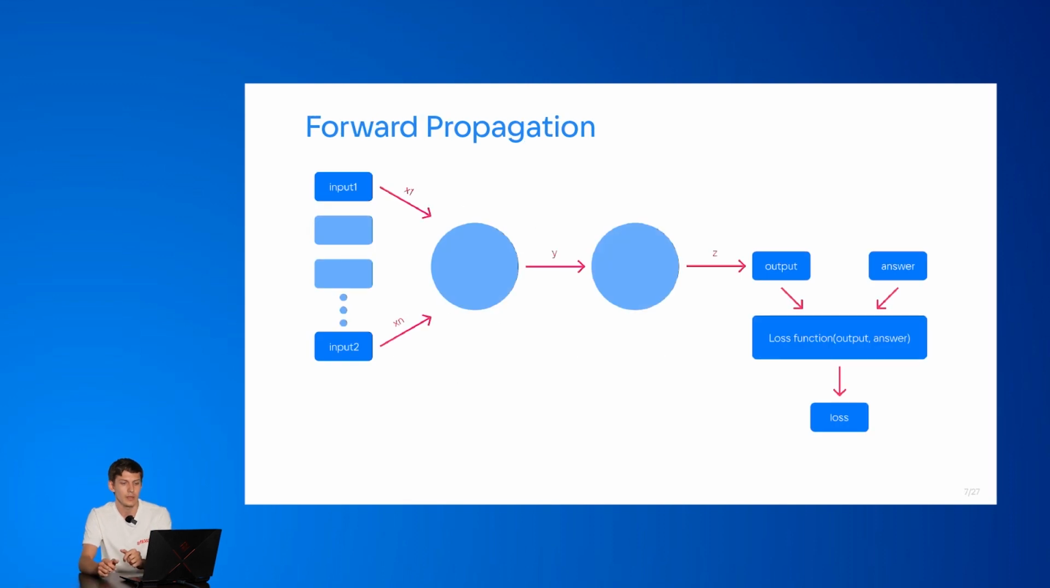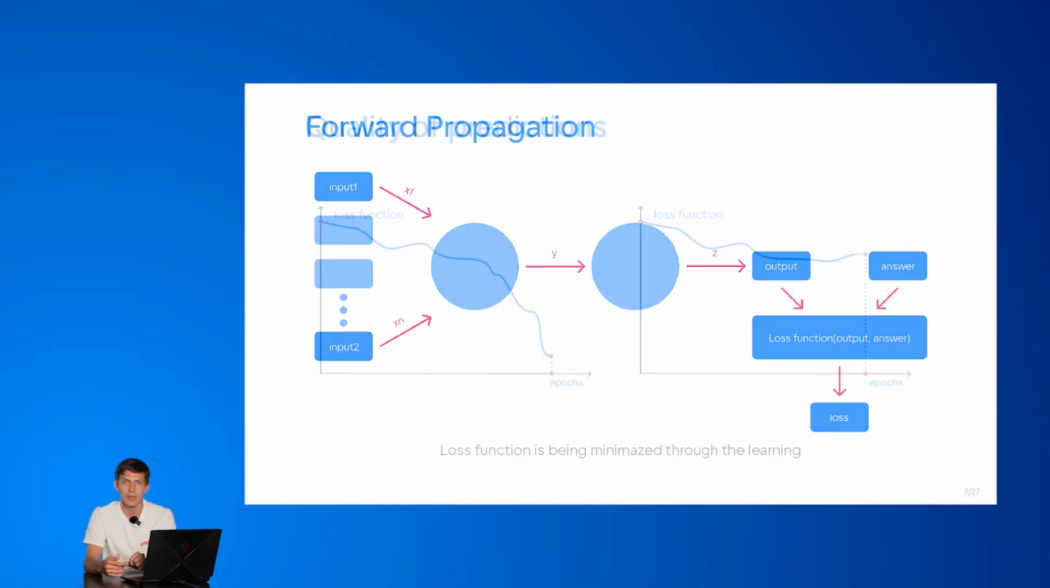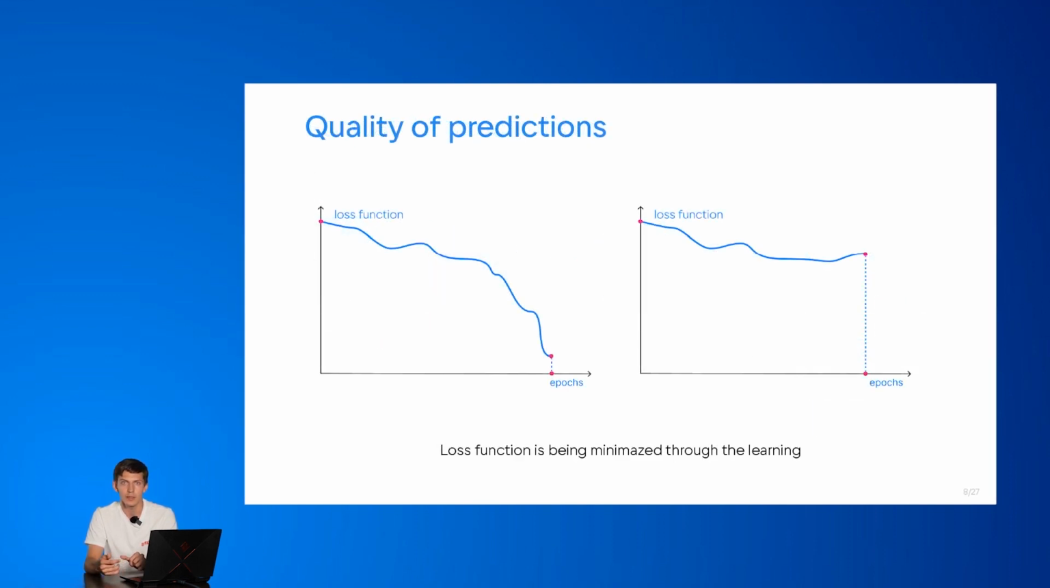For calculating the loss, we propagate our input information through the whole neural network. This process is called forward propagation. The result of forward propagation is the model predictions. Then we can take the output and compare it with a correct answer, apply a loss function to the model's output and the correct answer, and get the resulting loss. After this procedure, the model is able to estimate its errors.